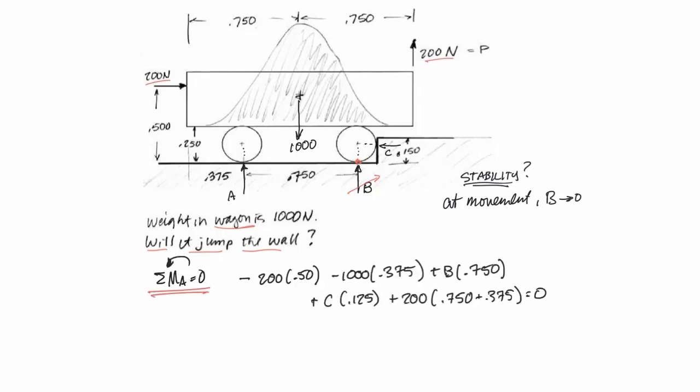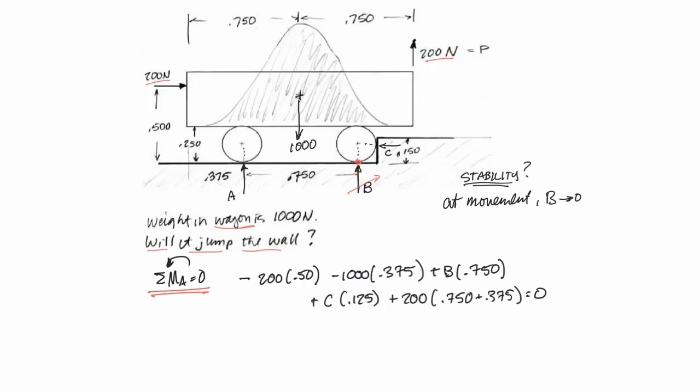Okay, so I've written out the terms here just to save a little time. I've got this 200 times this lever arm. I'm going to sum the moments about point A. Sum of the moments about A: 200 times this lever arm, 1,000 times this lever arm, both going in the negative direction. And this is half of 750, so that'd be 375.